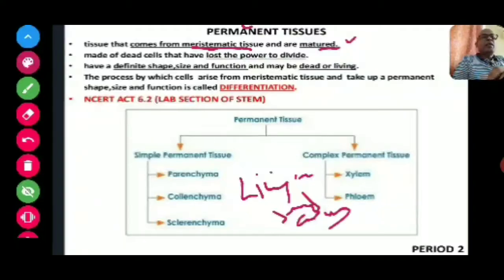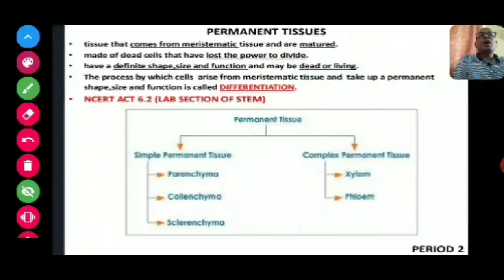They are formed by meristematic tissue, have lost their ability to divide, and are permanently placed at a fixed position in the plant body. Second point is that these tissues may be made up of dead cells and have lost the power to divide. They do not divide after some time after their formation, that is permanent tissue.